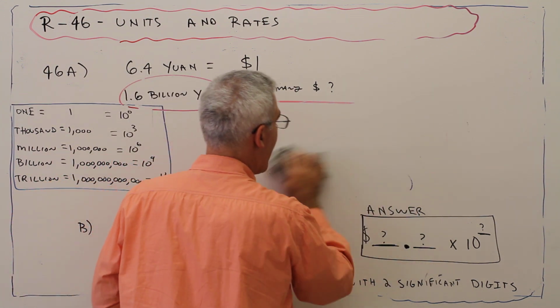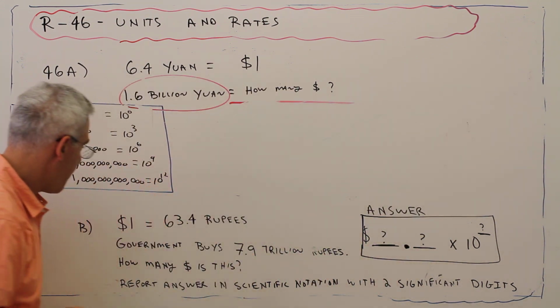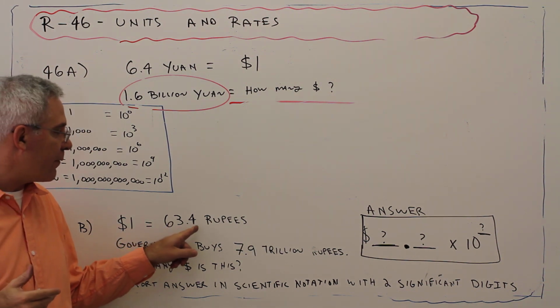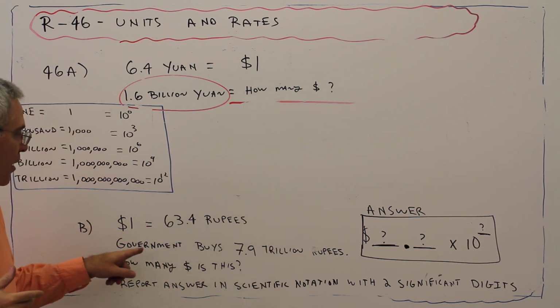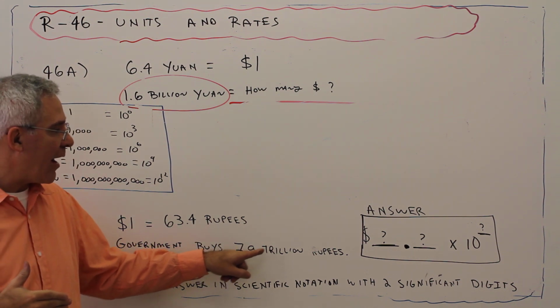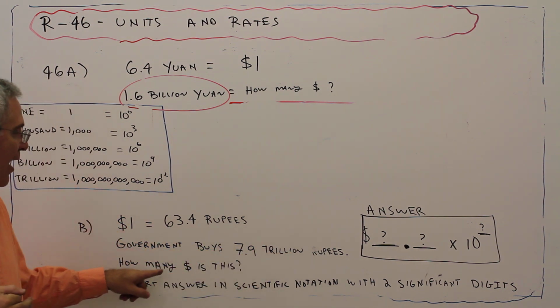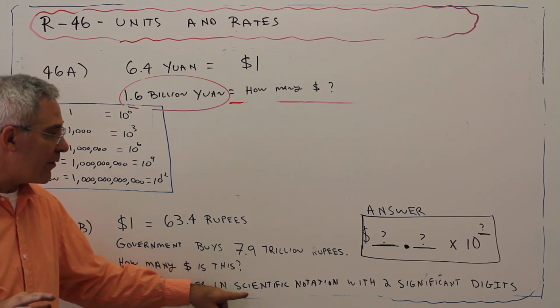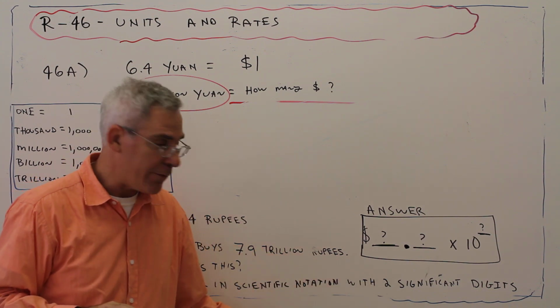All right, now for your problem, part B. $1 equals about 63.4 Indian rupees. The government buys 7.9 trillion rupees. How many US dollars is this? And report your answer in scientific notation with 2 significant digits.